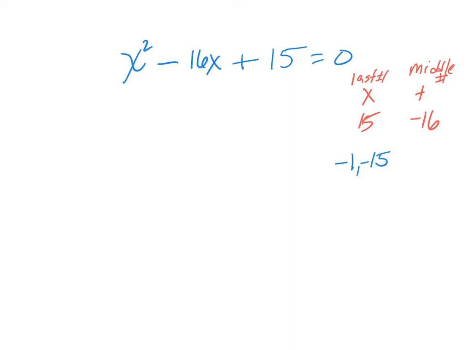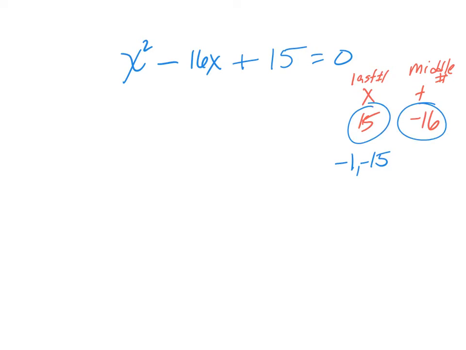Two numbers multiplied together give you 15. Negative 1 and negative 15 equal 15. And when you add them together, negative 1 plus negative 15, you get negative 16. You understand what you're doing? Yes, ma'am. Now, there's a way on the calculator to do this.